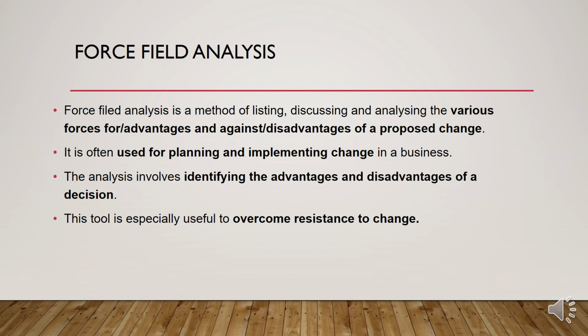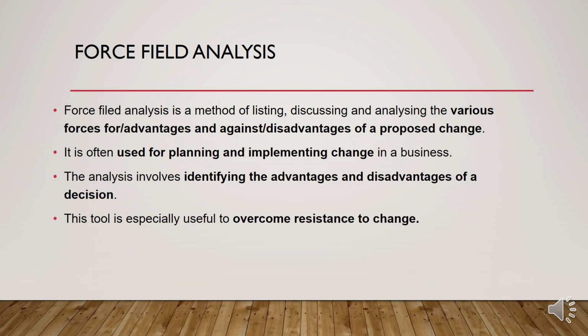So basically how it works, you write the problem, or not the problem, the change that is going to take place in the business, you write in the middle. And then all the forces for this change, or all the advantages of this change, you'll write on the left-hand side. And all the forces against change, or the disadvantages for this change taking place, you put on the right-hand side. Then you assign a score for each force for change and for each force that you listed against change.